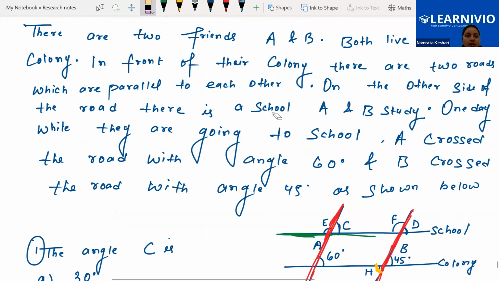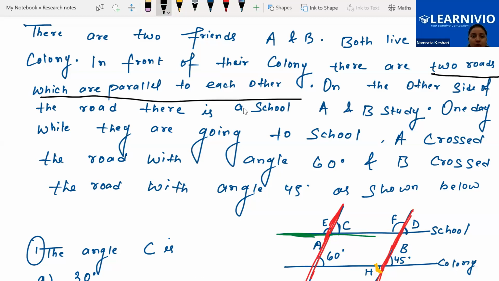On the other side, there is a school. Can you see this statement? Two roads which are parallel to each other. Now again the word road is mentioned. On the other side of the road, there is a school. Can you see it? Yes, ma'am. Since A and B are mentioned in such a way, I believe there is a misprinting in the A and B part.